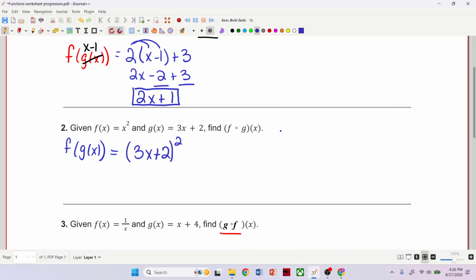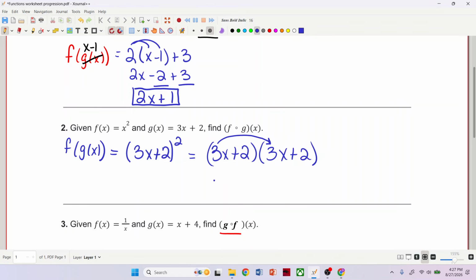But if you do and you don't remember how to deal with the squares, remember what an exponent means. It means you have 2 of these. So this equals 3x plus 2 times 3x plus 2. And I'm not sure how you've multiplied binomials. Normally, most people either use FOIL or they double distribute. I just look at the first term and multiply it by everything in the second part.